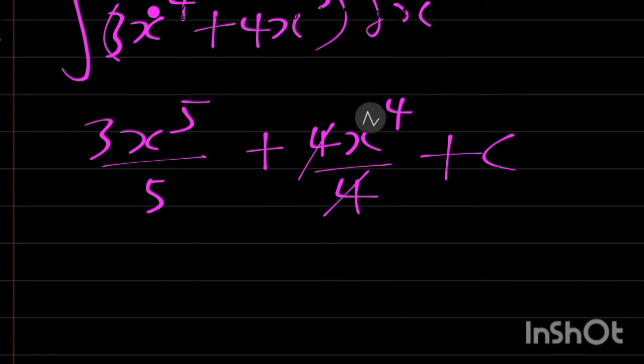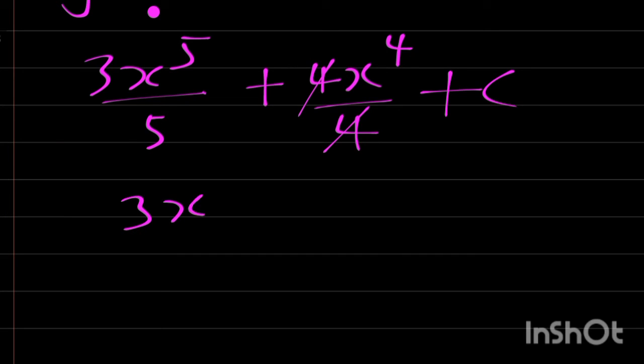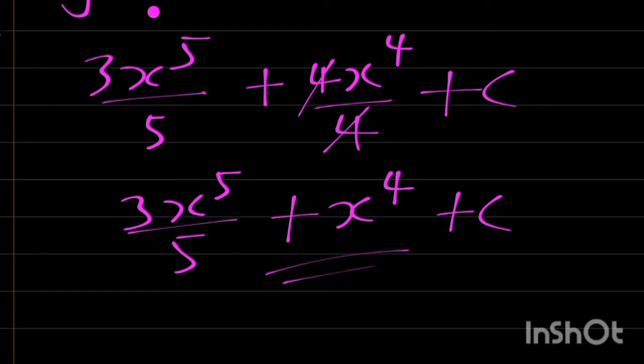Then 4 we cancel 4. I'm left with 3x raised to power 5 over 5, then plus x raised to power 4, then plus c. This is the answer.